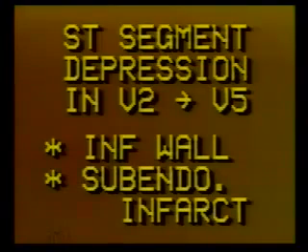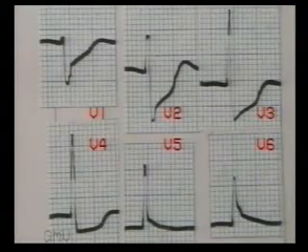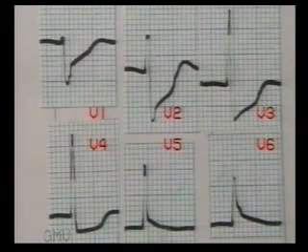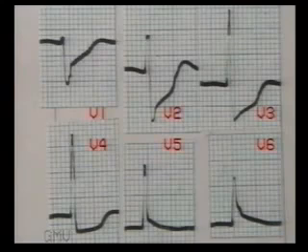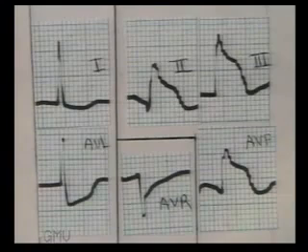ST segment depressions in leads V2 to V5 may commonly be due to reciprocal changes of inferior wall infarct or due to subendocardial infarct. Now here we see an ECG of inferior wall infarct. Note the ST depressions in leads V1 to V4. The T waves are upright and it will be associated with ST segment elevations in 2-3 AVF. So this is reciprocal ST segment depression of inferior wall infarct.